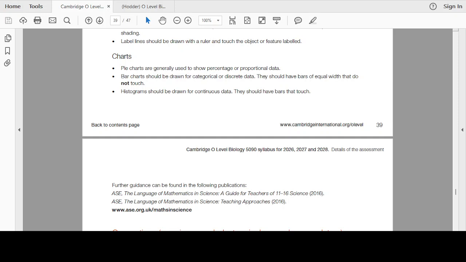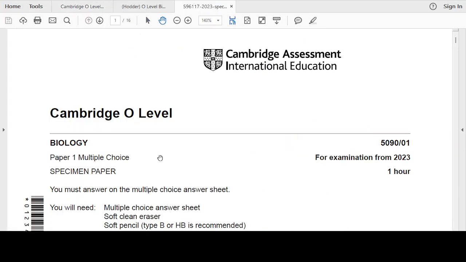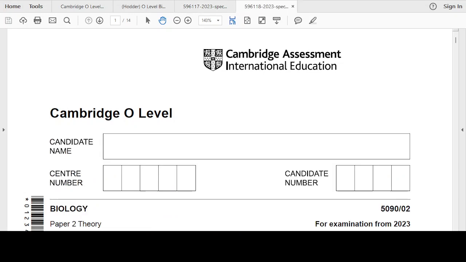So that's from 2023. And let me open up paper one and paper two and paper four. Okay, so these are specimen papers.